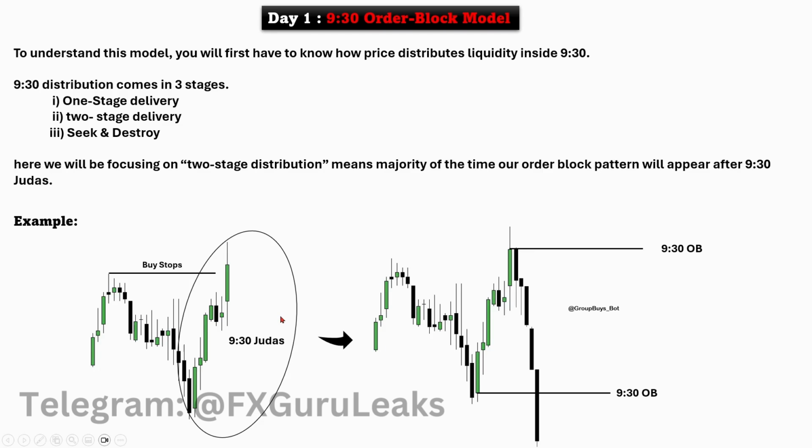Okay, wait, I forgot to talk about why I'm referring to this as two-stage delivery. It's two-stage because price is doing two things here. It's balancing the delivery by going for stops. 9:30 goes for the stops, so the 9:30 Judas is appearing here, and then after the 9:30 Judas we usually get to see a reversal. Then price goes for the remaining stops.